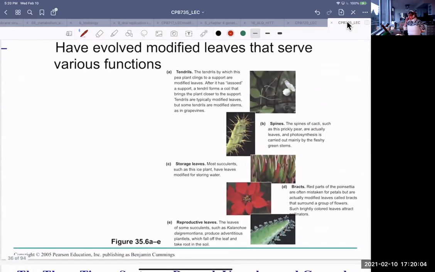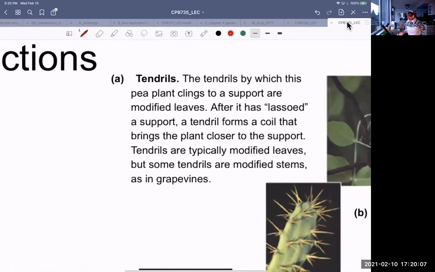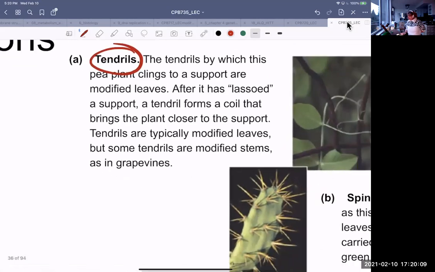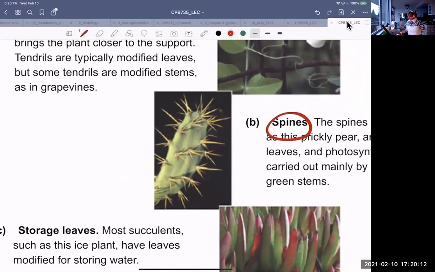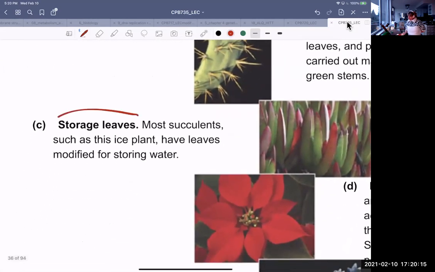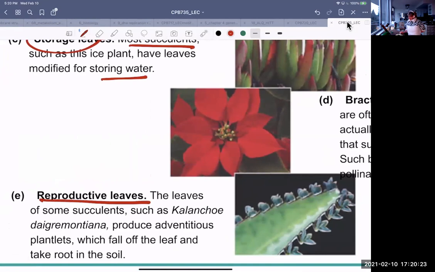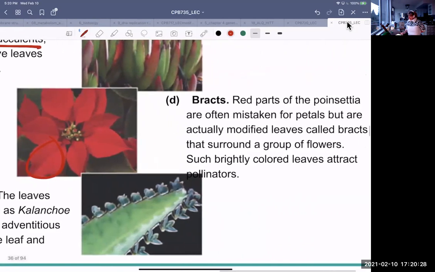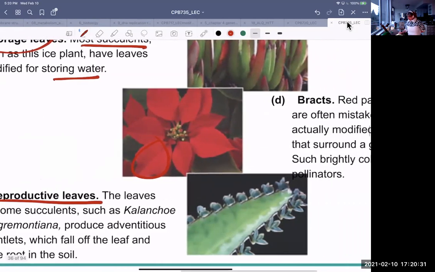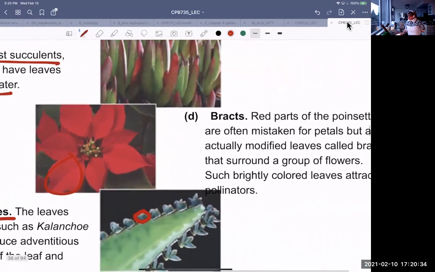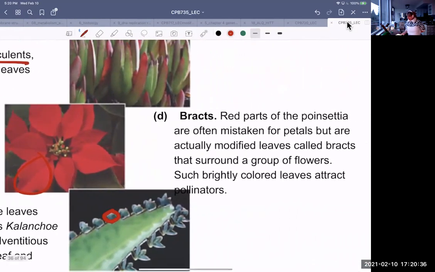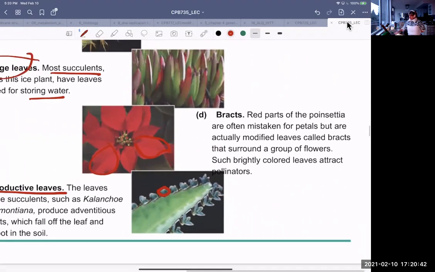So some modified leaves have different functions. We looked at these already. So tendrils of a pea plant, for example, for support, spines of the cactus, storage leaves of the succulents for storing water, and reproductive leaves, and bracts. Oh no, sorry. Reproductive leaves are here. The red parts of the poinsettia are called bracts. Sorry, that's a bract. Didn't know that. To attract pollinators.